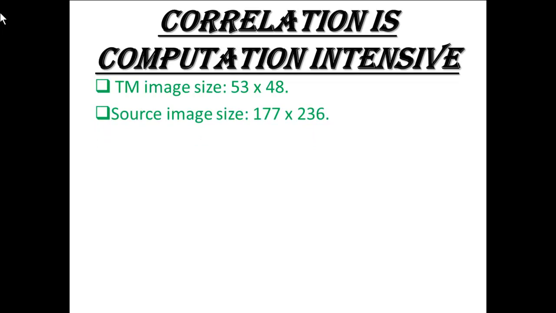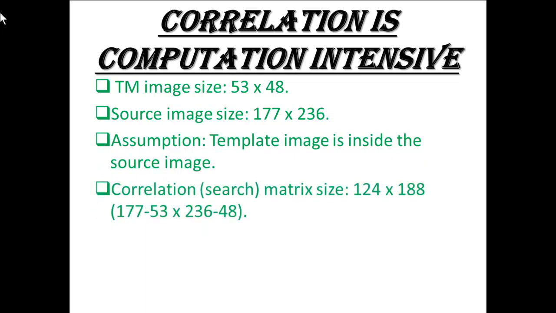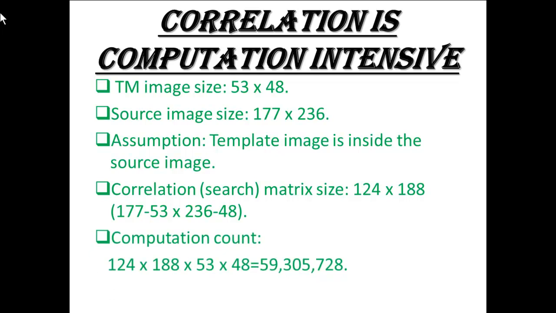Correlation is computationally intensive. Template matching: template image of 53 by 48 pixels, source image 177 by 236 pixels. Assumption: the template image is inside the source image. Correlation search matrix size 124 by 188, that is 177 minus 53 by 236 minus 48. Computational count: 124 by 188 by 53 by 48 equals 59,305,728.